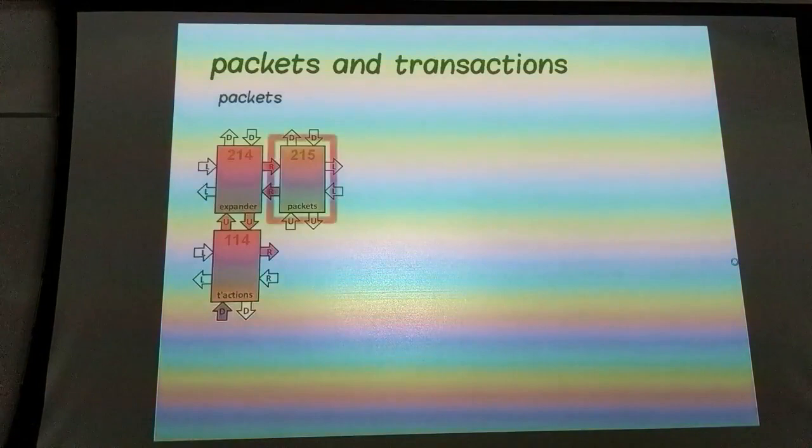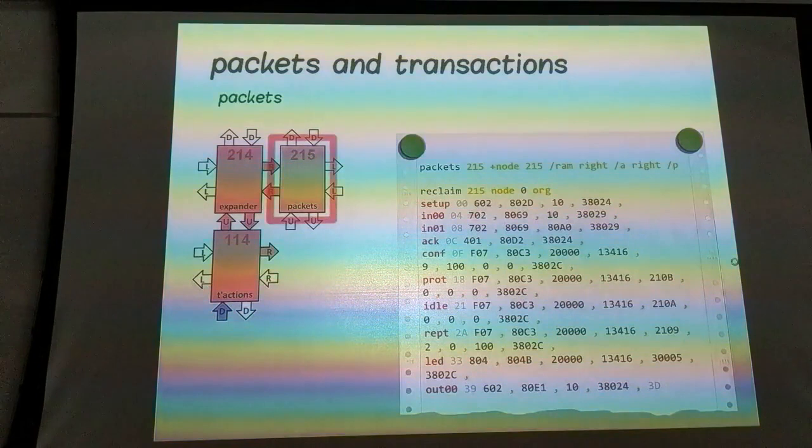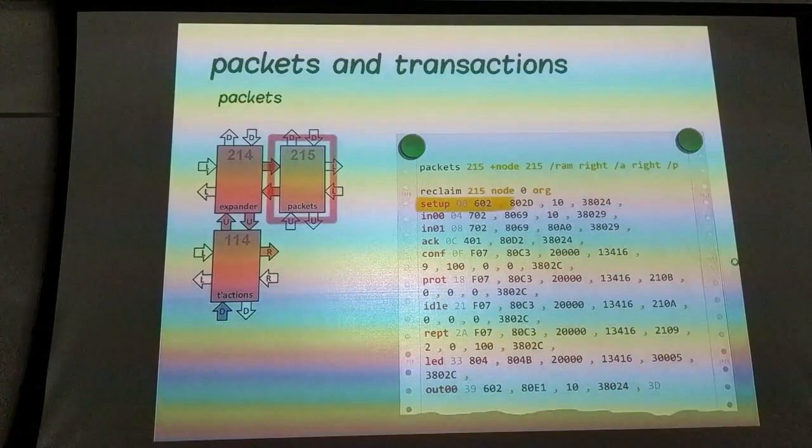Since the keyboard controller code is less general, in the following I'll show only the most important features. First, we'll see how packets and transactions are predefined. All packets we need are stored in Node 215 in a compact form. There's only data, no code.